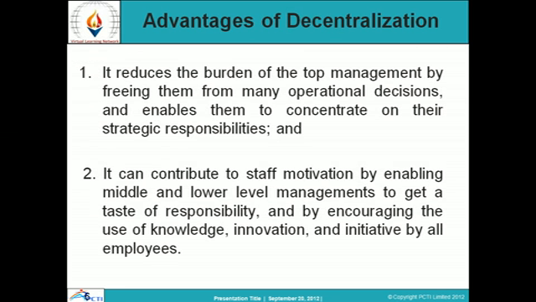Now, advantages of decentralization. It reduces the burden of the top management by freeing them from many operational decisions. When the decentralization approach is used in an organization, managers get free from operational issues and can concentrate on their strategic responsibilities. It can contribute to staff motivation by enabling middle and lower management people to get a taste of responsibility, and by encouraging the use of knowledge, innovation, and initiative by all the employees.